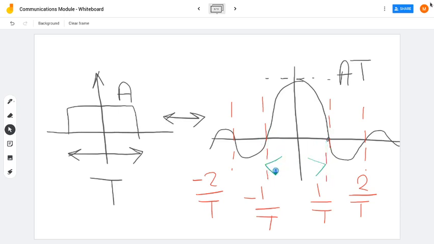This means that the bandwidth is proportional to 1 over T, which means that as capital T increases, as the pulse width increases, the bandwidth will decrease, and the other way around. If the pulse width is reduced, the bandwidth will increase. So they are inversely proportional.